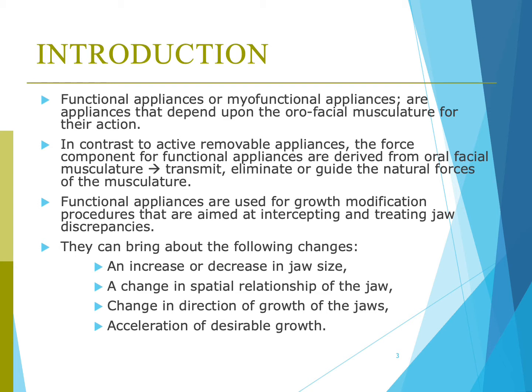So what the functional appliance does is transmit, eliminate and guide the natural forces of the musculature. Functional appliances are used for growth modification procedures that are aimed at intercepting and treating jaw discrepancies. They can bring about the following changes: an increase or decrease in jaw size, a change in spatial relationship of the jaws, change in direction of growth of the jaws, and acceleration of desirable growth.